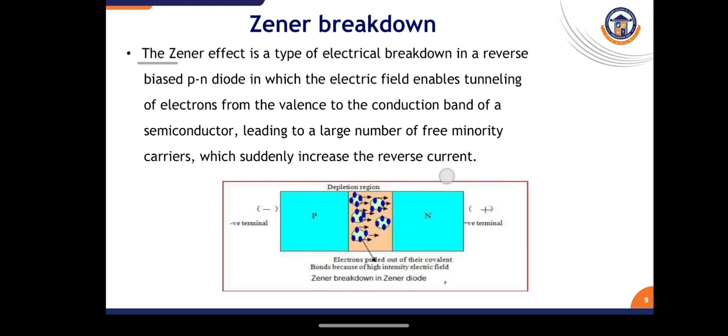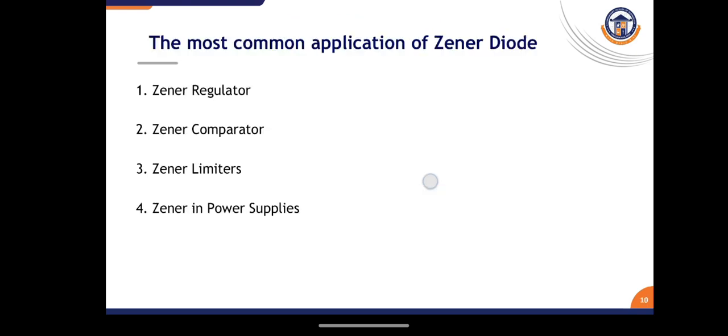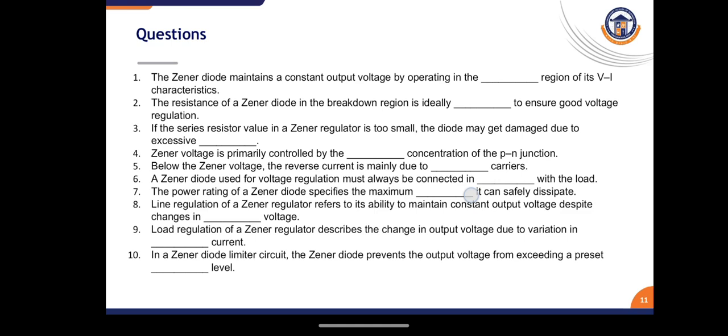The most common application of the Zener diode is as a regulator. It can be used as a comparator, limiter, and in power supplies to limit the applied input voltage. So these are a few questions that you could answer based on your understanding of this presentation. Okay, try it.